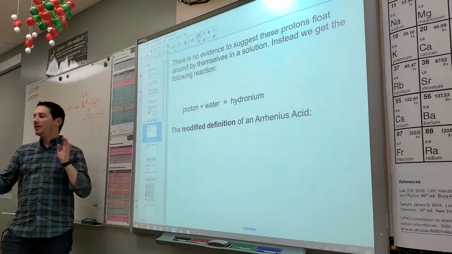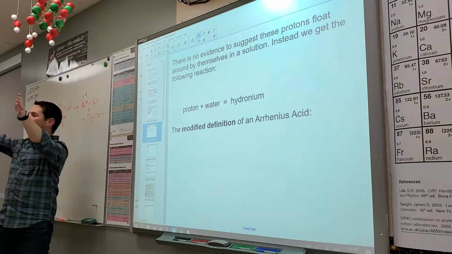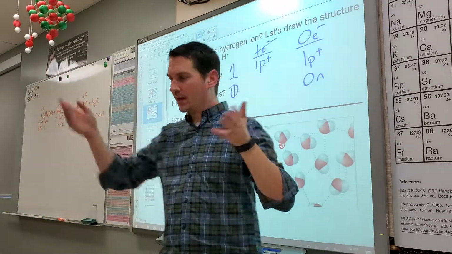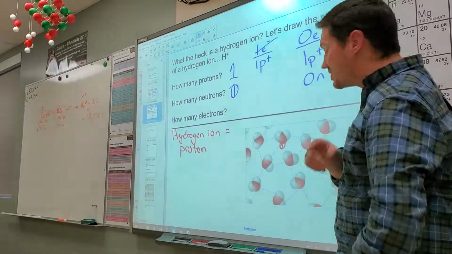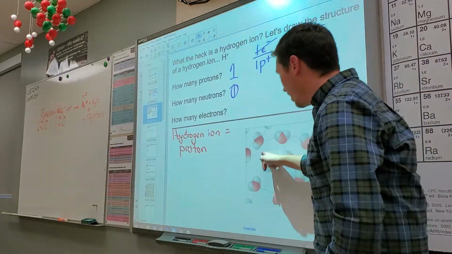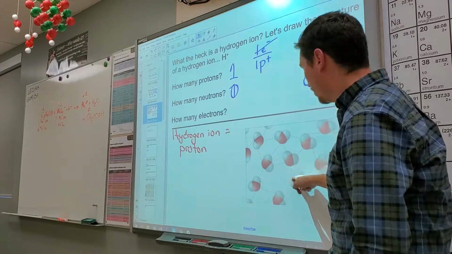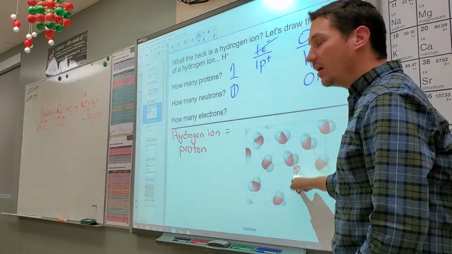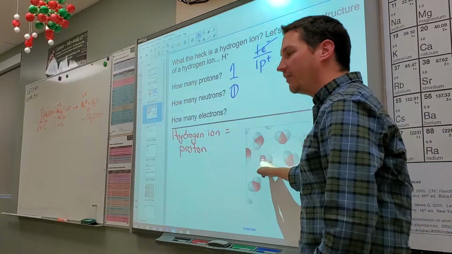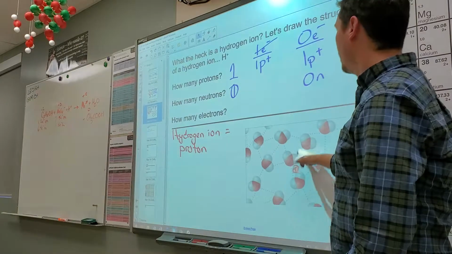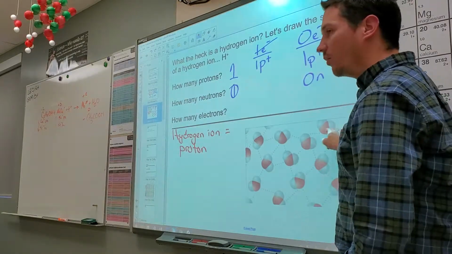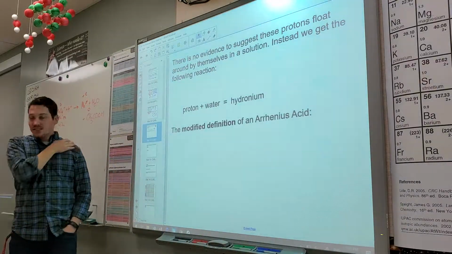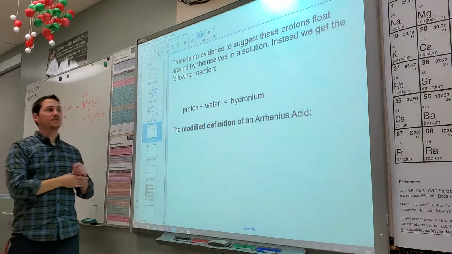There is no evidence to suggest that these protons just float around all by themselves. In reality, this proton actually hops from water molecule to water molecule. It's constantly hopping from one to the other, okay? That's the idea that I want you to get of an acid: a proton that's constantly hopping from one water molecule to the other.